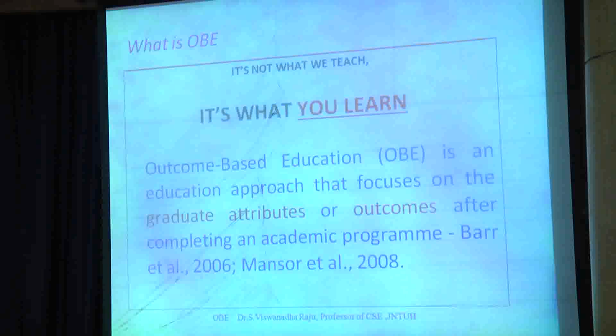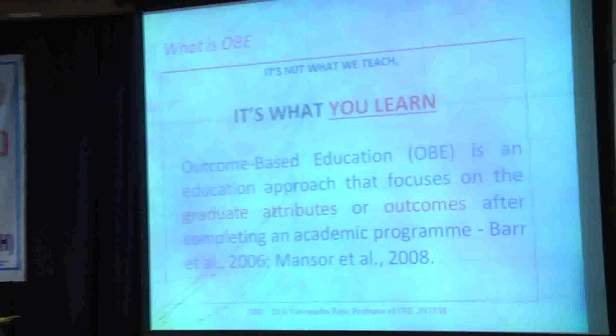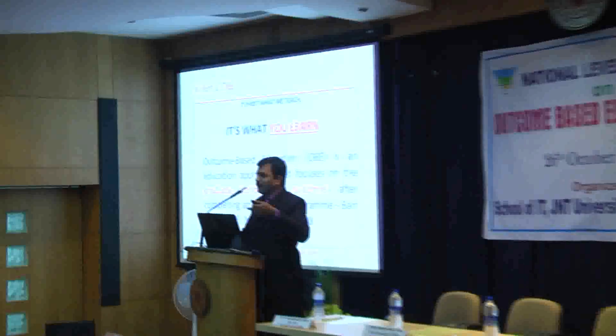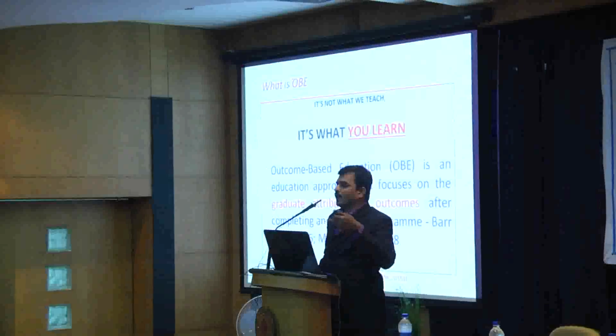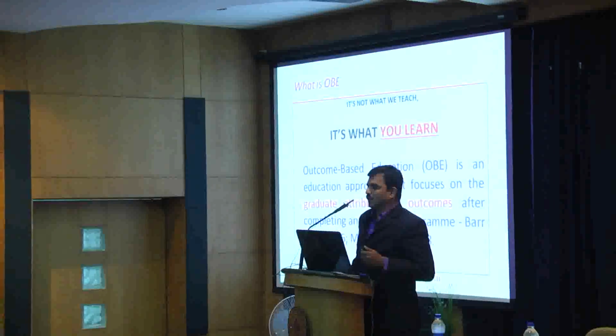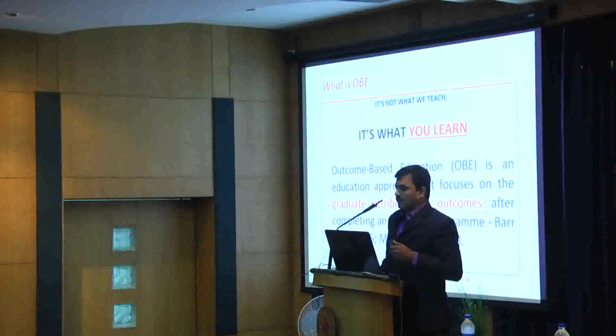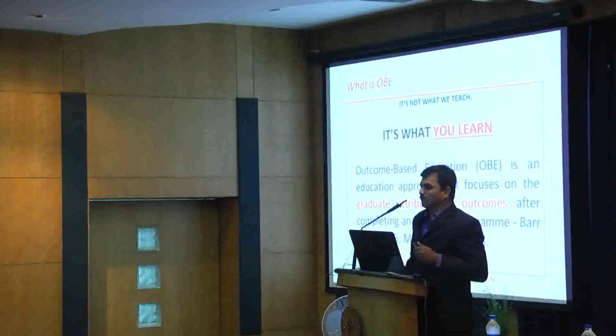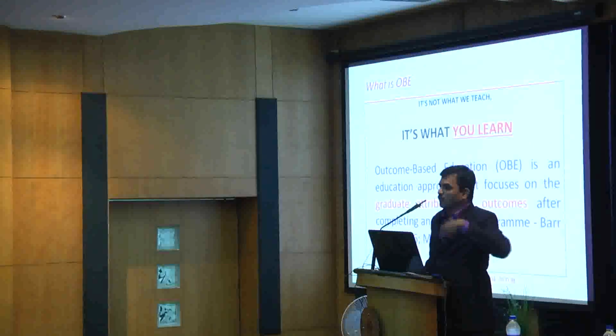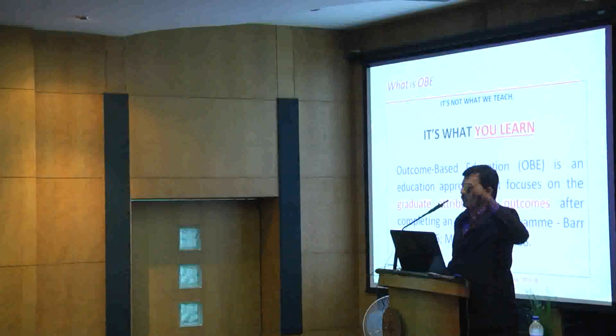Outcomes after completing an academic program. Academic program means here, first I have to predetermine the goal. You know what the goal means. As of now, we have to go ahead with the sequence of vision, mission, PO, and then go ahead with the curriculum. That is the top-down approach. That is the designing process. While designing, we are applying the top-down approach. When we are implementing, we are moving in the bottom-up approach.